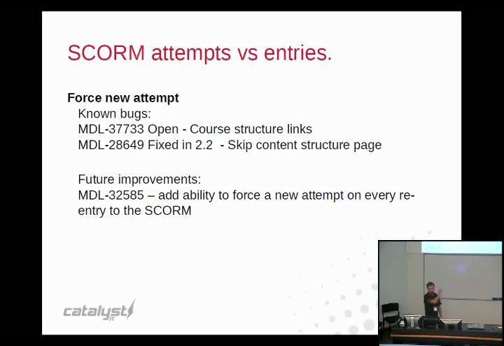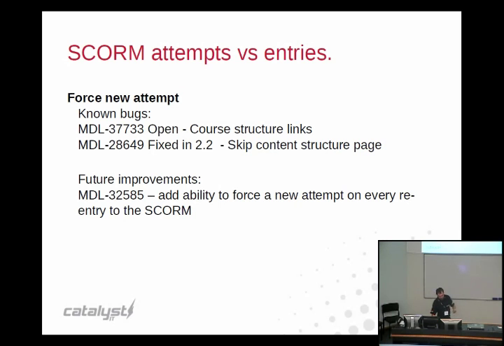So force new attempt currently has some bugs in the tracker. If you're using force new attempt, it's good just to keep an eye on some of those. The first one here: when you display the SCORM packages, they have a table of contents. Some SCORM packages have a single item in that table of contents. Some packages have a large tree of content. You can display that table of contents on the SCORM view page, and if you click on the links on that tree, then force complete doesn't work. And in 2.2 there was an issue as well. If you were using student skip content structure page, then force complete wasn't working either, but it is fixed in 2.2.